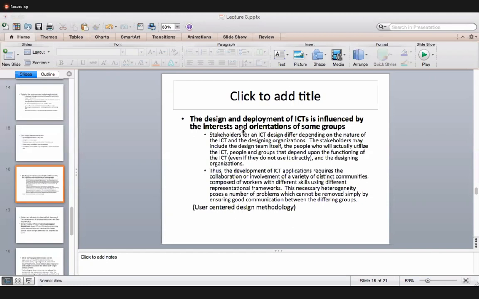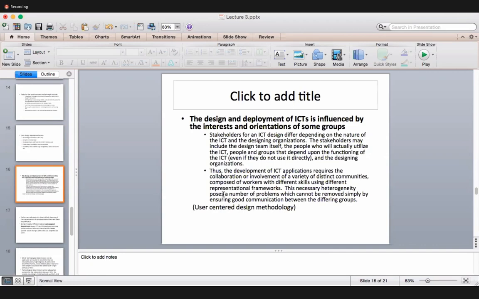You deploy, try to understand what the interests and the orientation are. You will see a little bit more on the orientation in the third slide from now. Stakeholders for ICT design differ depending on the nature of the ICT and the designing organization. The stakeholders may include the design team itself, the people who will actually utilize the ICT, and the people and groups that depend upon its functioning. So they will be the people who will say this is what we want and this is how it will be. But when we talk about the orientation, it is how they actually make this.